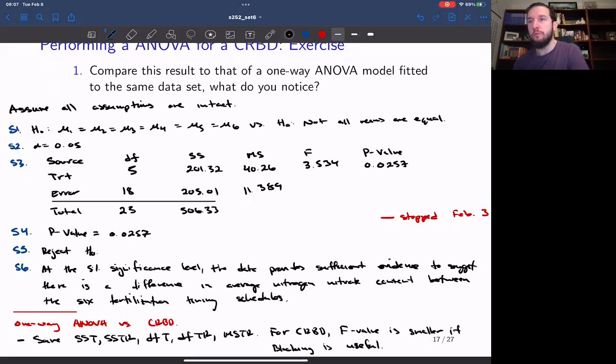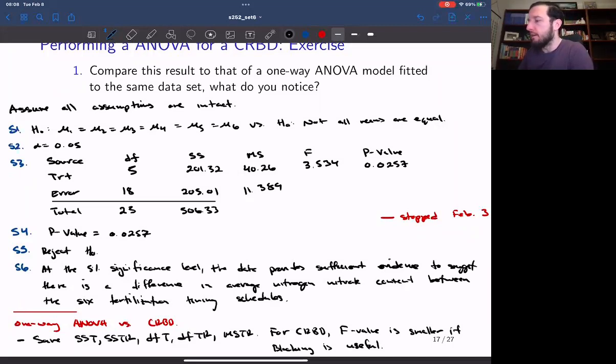And this is true because if the block is useful, it's pulling information out from the confounding variable. So that would mean for a CRBD, the block being useful is essentially saying that you are going to have a large mean squared error or a large sum of square block, a large sum of square block or a large sum of mean square block, because that would indicate information getting pulled out of the error.